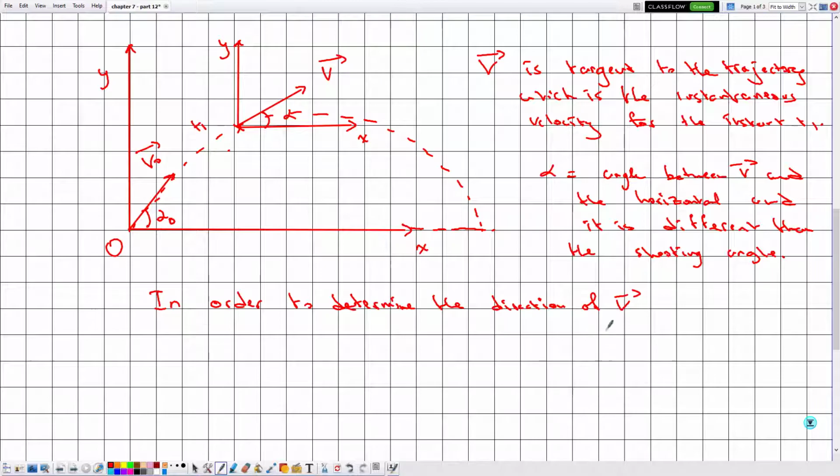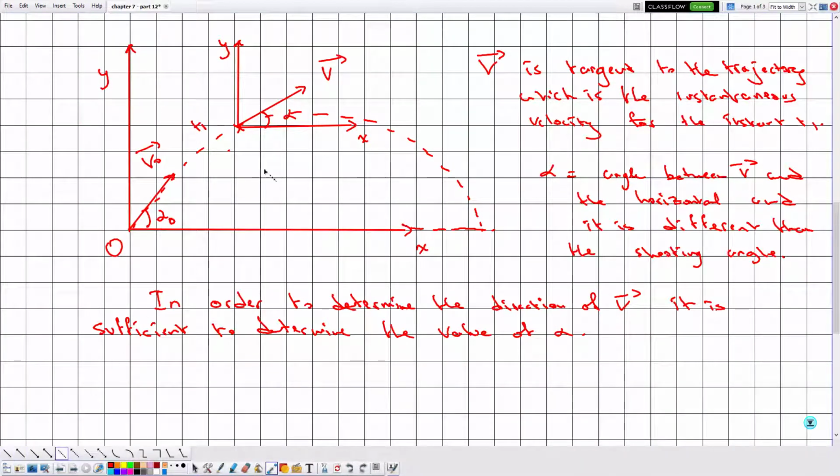So in order to determine the direction of v, it is sufficient to determine the value of alpha. So how do we determine the value of alpha? So now let's consider the following. Let me project V on the x-axis, which is this, and V on the y-axis, which is this.